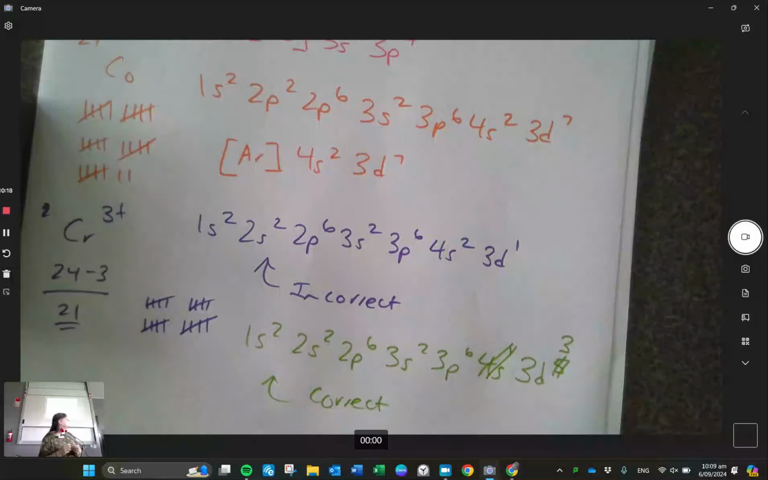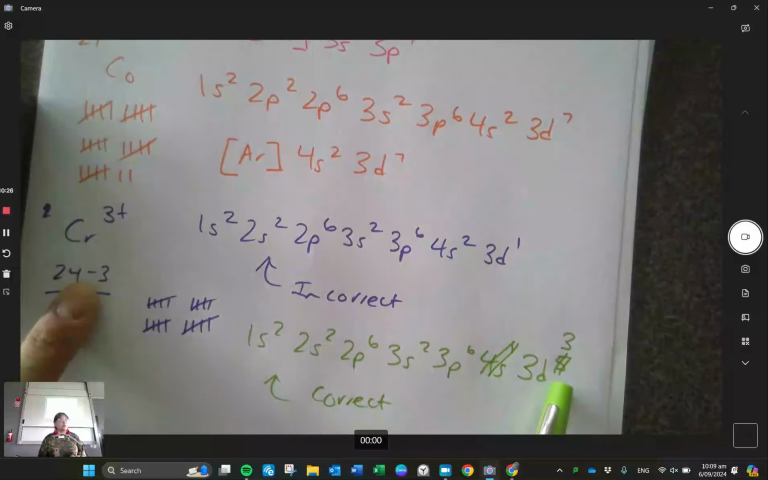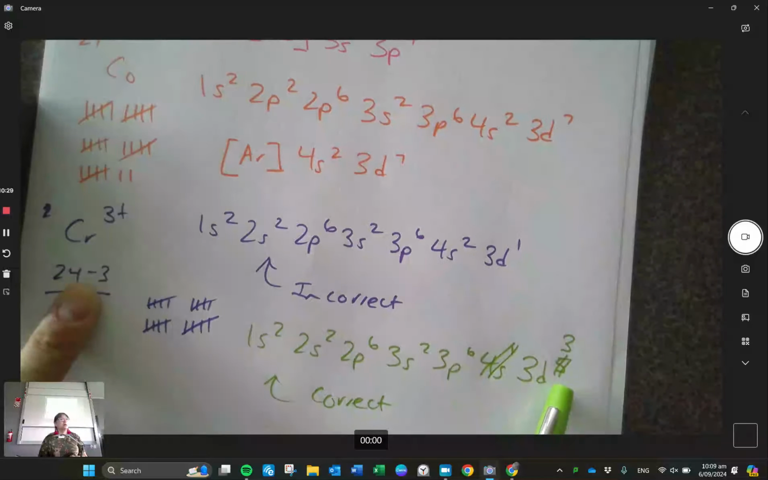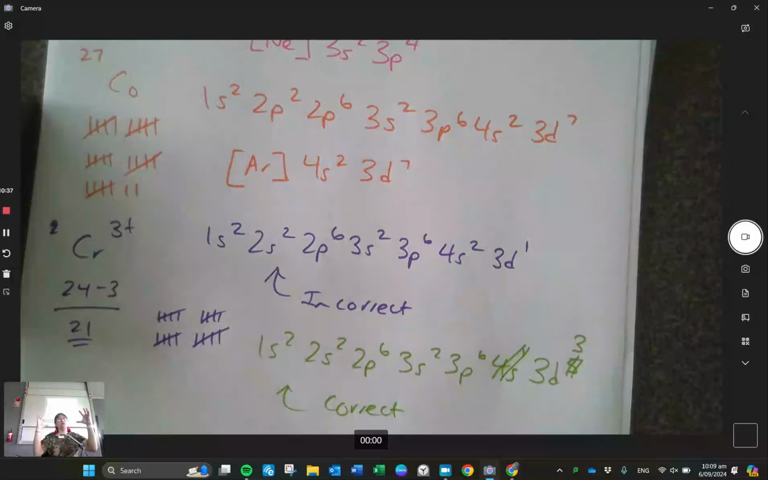What? 3D1. I took 1 off here. There's 3 electrons being lost. 1, 2, 3. Are we okay? So you've completely removed the 4s. I completely removed 4s. Because you take it from the furthest out first.